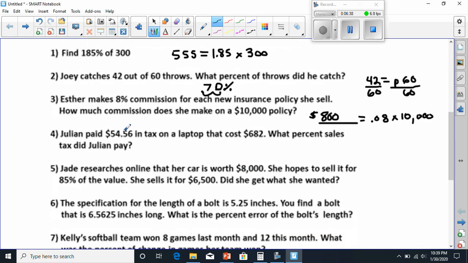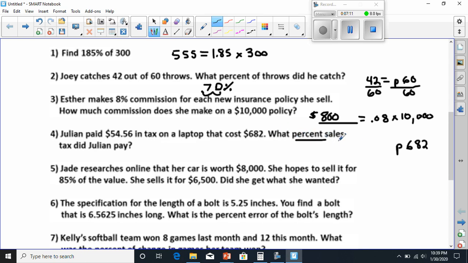Julian paid $54.56 in tax on a laptop that cost $682. What percent sales tax did he pay? Once again, we've got 2 numbers here, right? The part of this amount was sales tax. So once again, we can take 682, that's the whole. We're going to multiply it to P because that's the percent we're looking for. What percent is sales tax?